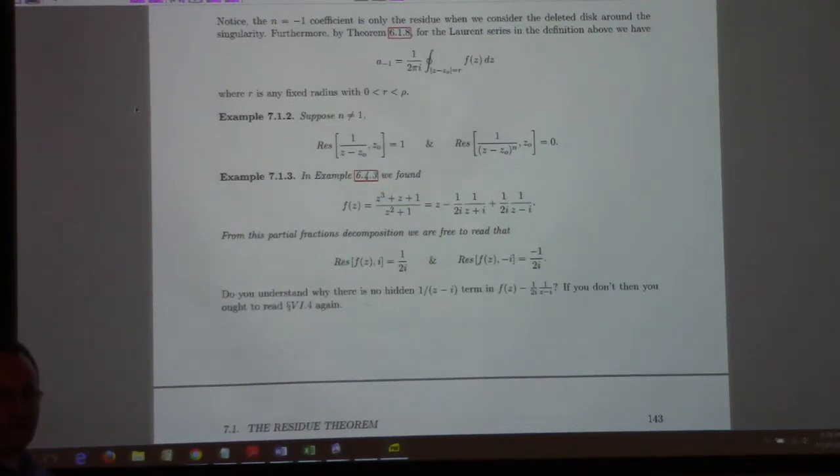Those are where it has singularities. If there's no singularity, if there's no division by 0, you won't have a residue. Residues have to do with misbehavior of the function in some regard. So this gives me a residue of 1 over 2i at i, and minus 1 over 2i at minus i, because that's the coefficient of the 1 over (z plus i) term.